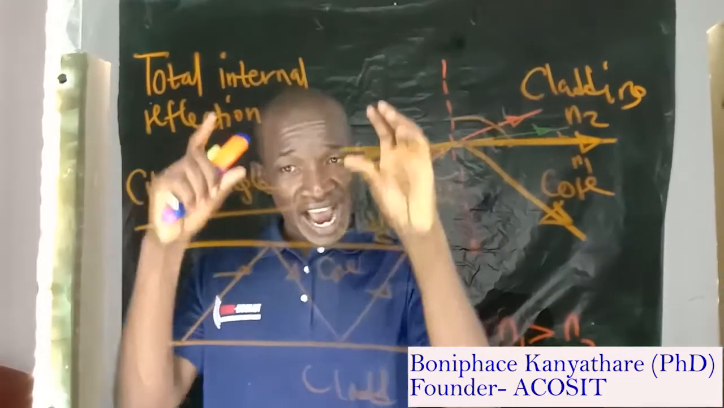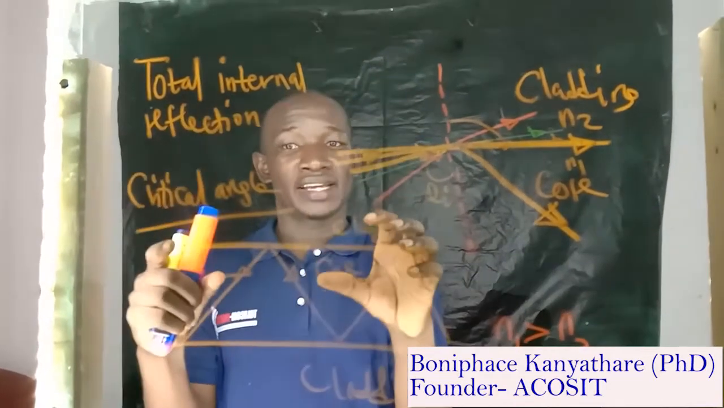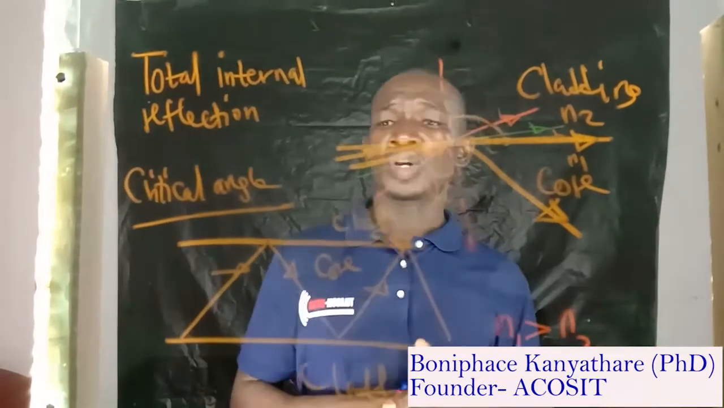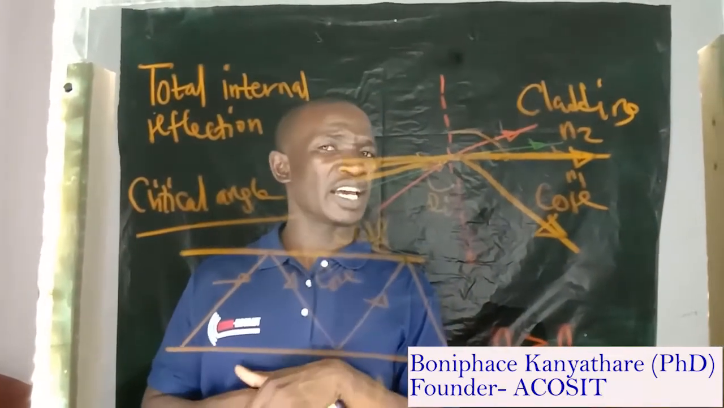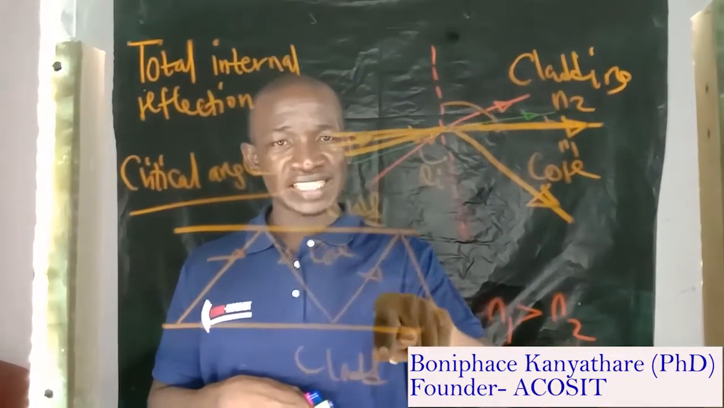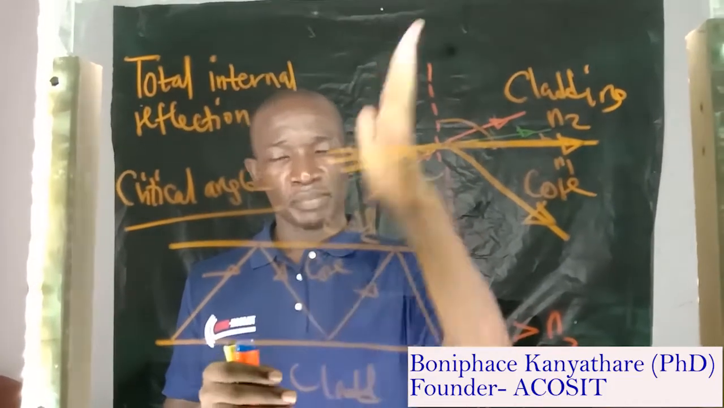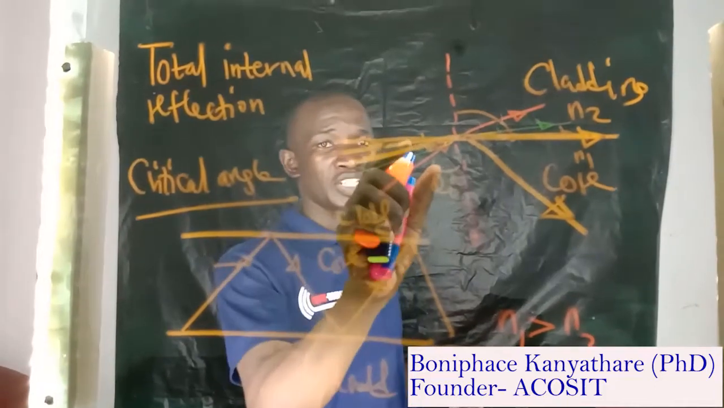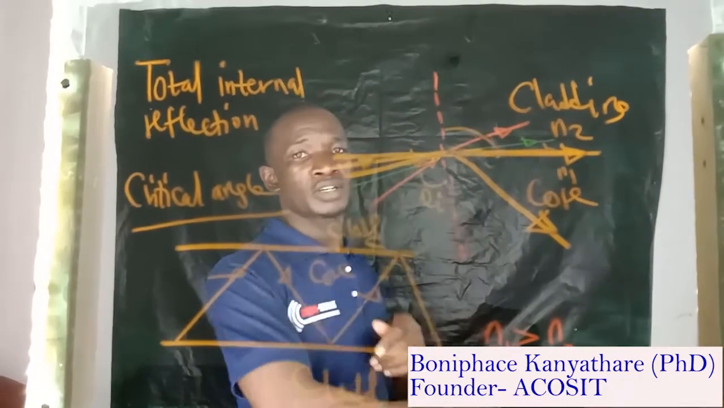And that's why fiber optics can transfer light signal to a very far distant end. Because light is confined, it is not allowed to escape from the fiber optics core. So we must make sure that our incident angle is above critical angle.